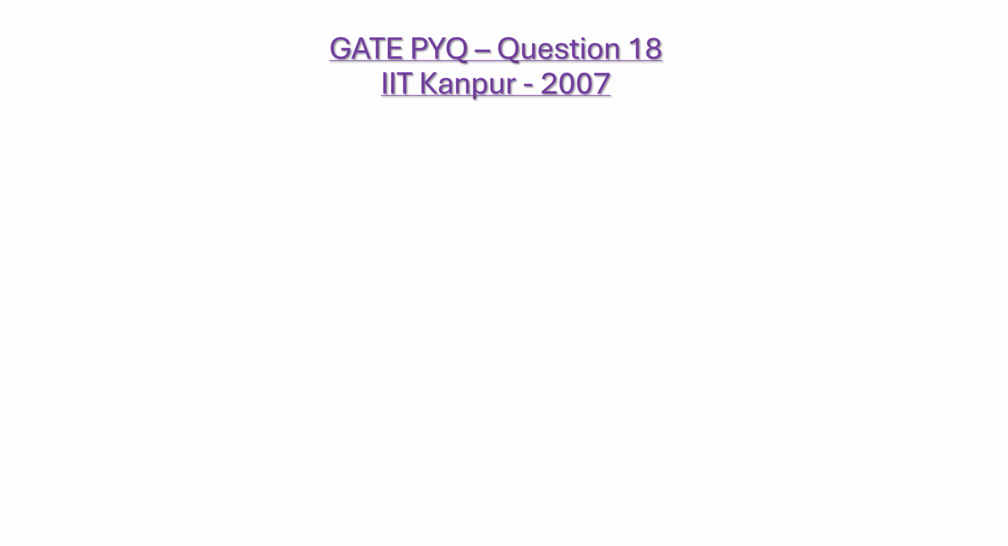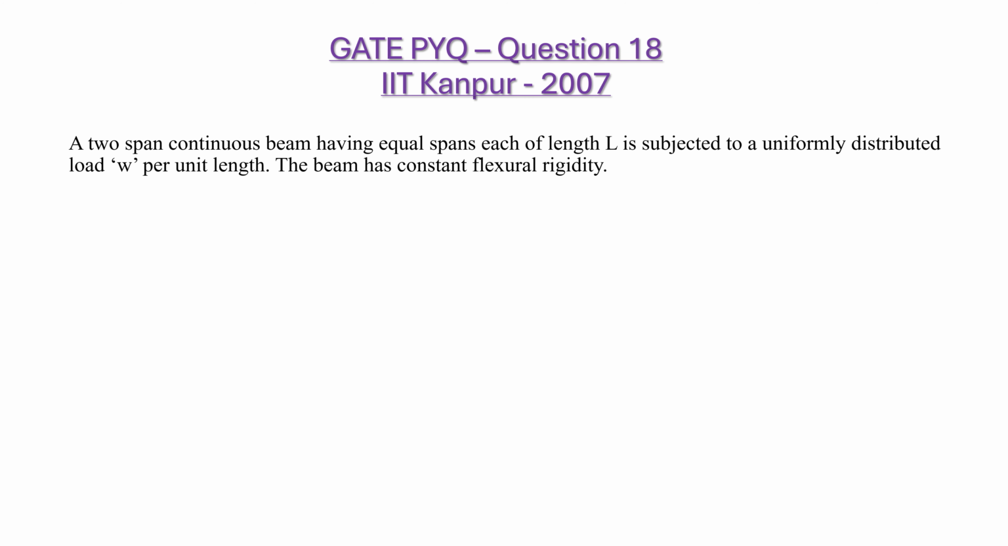In today's session, we are solving a classic previous year question from GATE 2007 set by IIT Kanpur. Let us read the problem statement together. A two-span continuous beam having equal spans each of length L is subjected to a uniformly distributed load W per unit length. The beam has constant flexural rigidity.